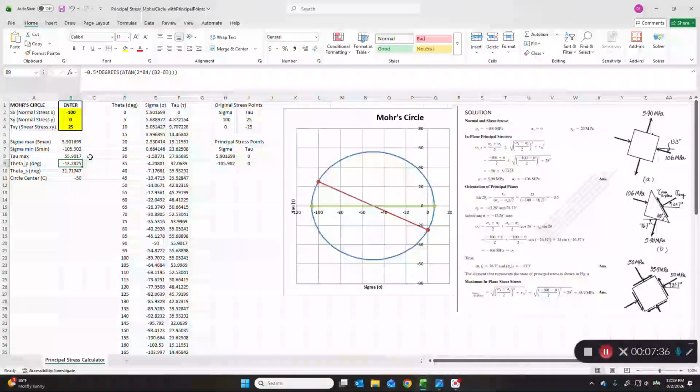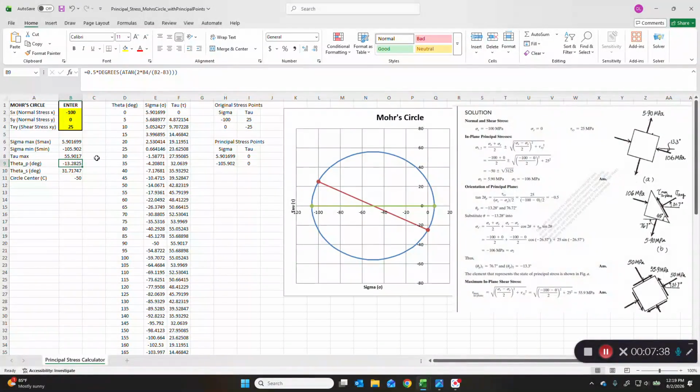Then we want to know what's the maximum in-plane shear stress and the principal angle of that shear stress, and we get 55.9 using these trig functions down here. There it is calculated for us on row 8, and that angle would be 31.71, so that's shown in the center diagram here, the maximum in-plane shear stress and its principal angle. So that's what we need to calculate for this type of problem solution.